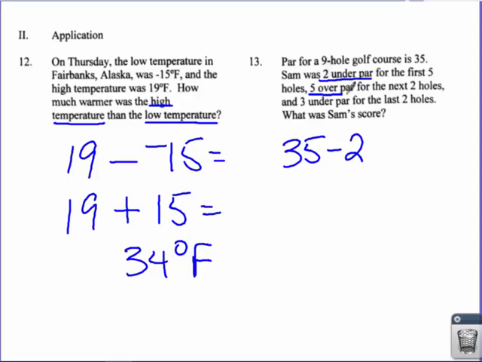Okay? 5 over par for the next 2 holes. So that's plus 5. And then 3 under par for the last 2 holes, minus 3. Okay, so this one's just a straight integer problem. Okay, so we're going to do the same thing that we've been doing.